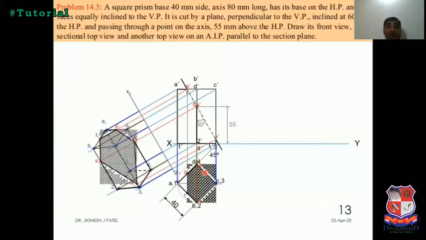Now join all these points P, Q, R, S, T. So it's our sectional top view. This is known as the sectional top view. Now to draw its true shape, draw a line X1 Y1 which is parallel to the cutting plane, and draw lines which are perpendicular to this cutting plane from all these points A, B, C, D, and 1, 2, 3, 4, and from points P, Q, R, S, and T.